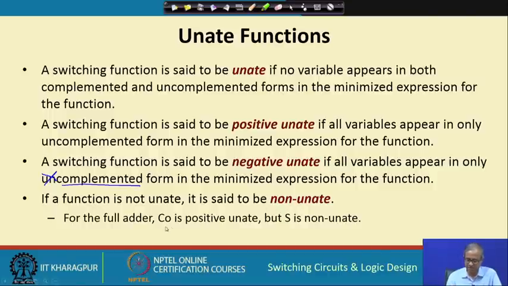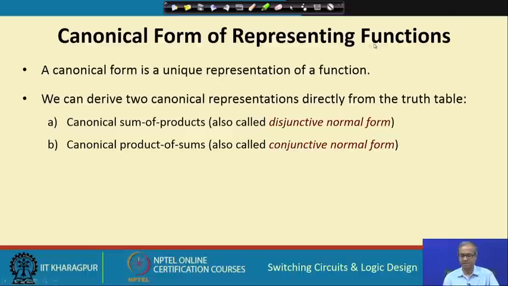So, for the full adder function, the carry is a positive unate if you can check AB or BC or CA, but for sum the variables appear in both complemented and uncomplemented form, that will be non-unate. Okay. Fine.